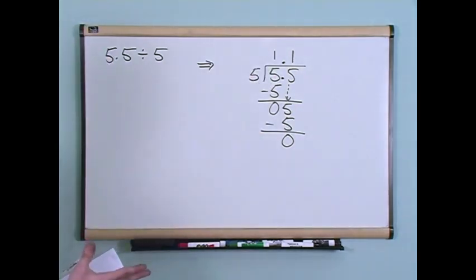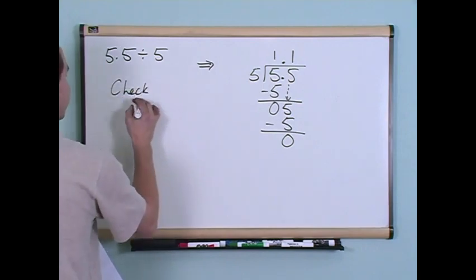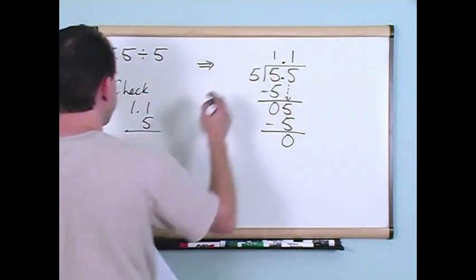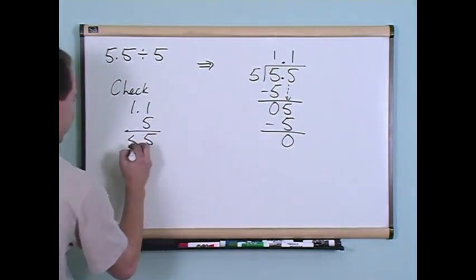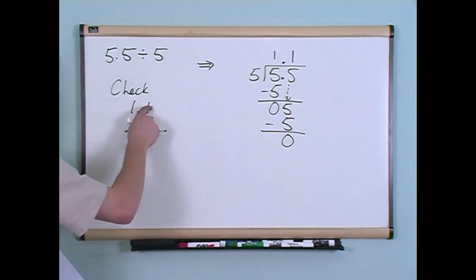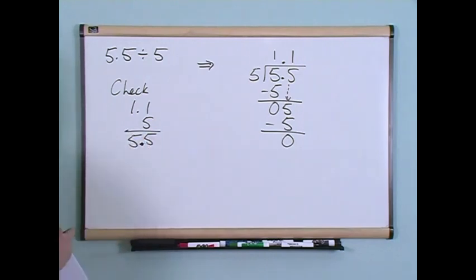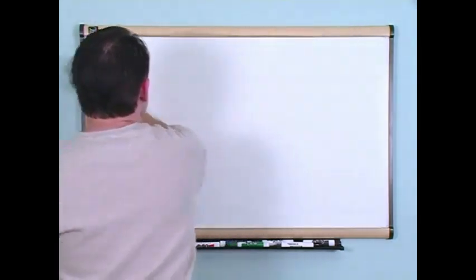And so just like always, if you're going to check your answer, all you have to do is take 1.1 and multiply by 5. This times this should give you this. 5 times 1 would give you 5. 5 times 1 would give you 5. And for the decimal, you've only got one digit behind the decimal, so you move left one place, and then the answer would be 5.5. So it's very similar to the division you already know. You just got to keep track of these decimals.